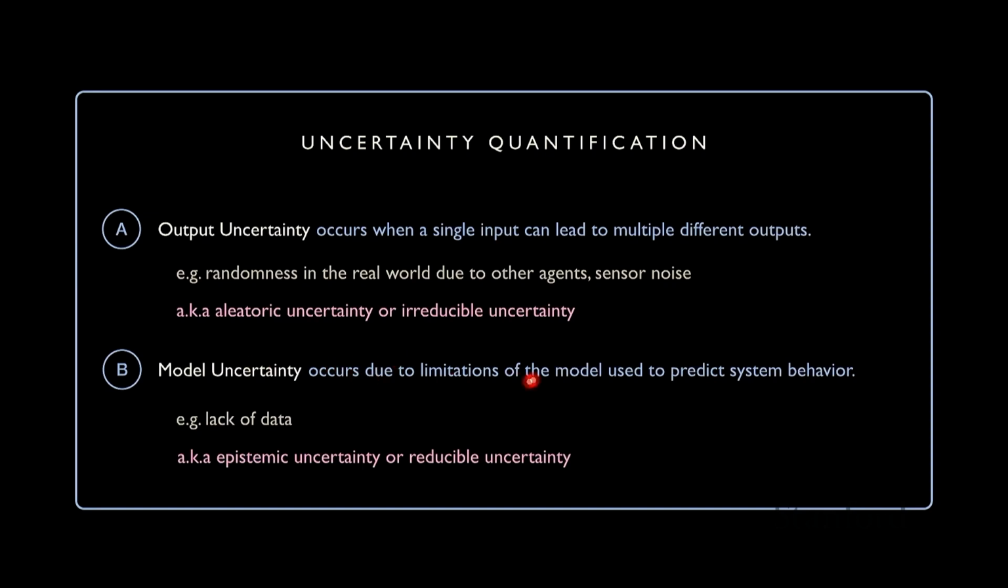And then model uncertainty occurs due to limitations of the model that we're using to predict our system behavior, for example, due to a lack of data. And so we could call this epistemic uncertainty sometimes, or some people call this reducible uncertainty, because if we just learned about that topic, then we could make our predictions.